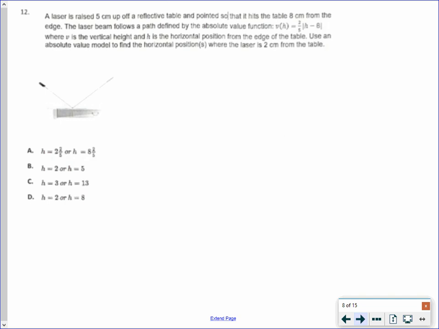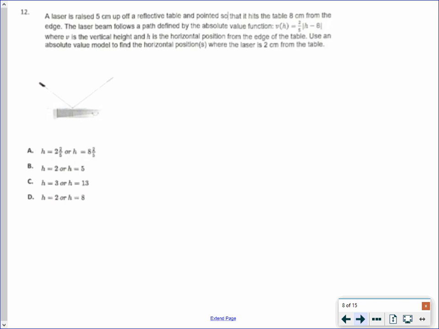Okay, on to number 12. We're told a laser is raised 5 centimeters up off a reflective table and pointed so that it hits the table 8 centimeters from the edge. The laser beam follows a path defined by the absolute value function V of h equals 2/5 times the absolute value of h minus 8, where v is the vertical height and h is the horizontal position from the edge of the table. Use an absolute value model to find the horizontal positions where the laser is 2 centimeters from the table.